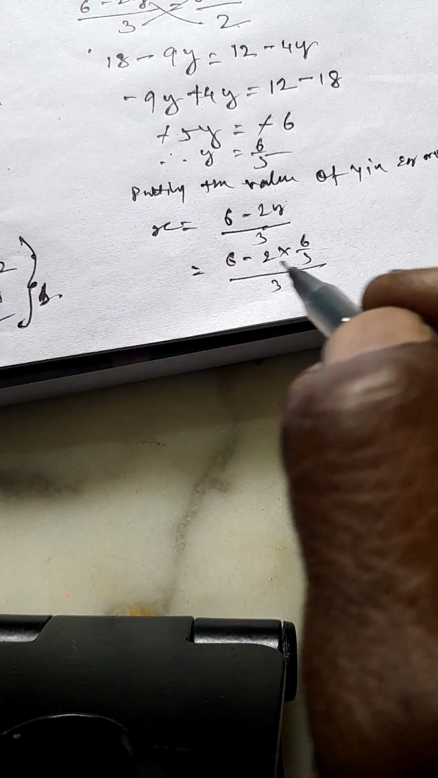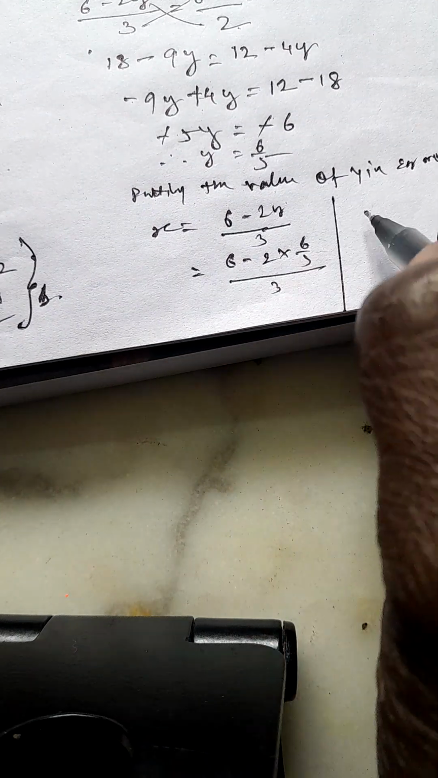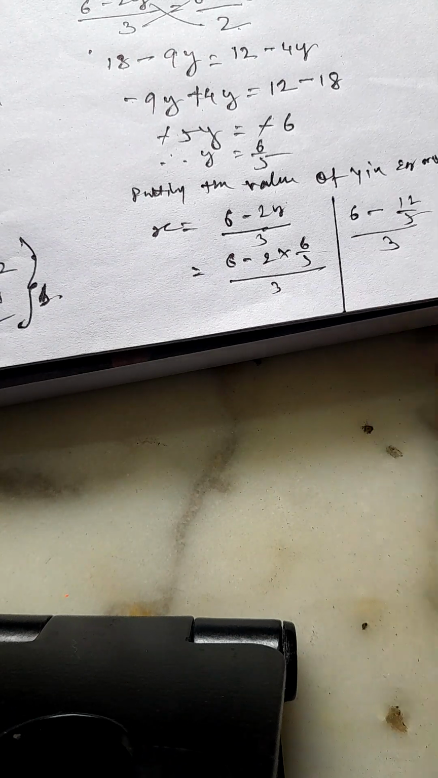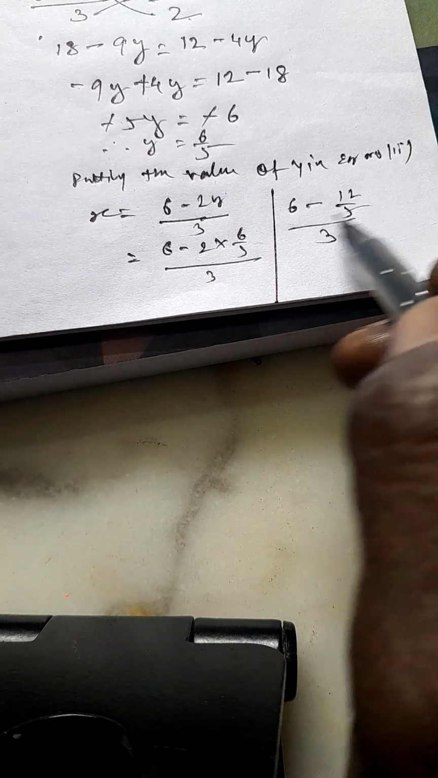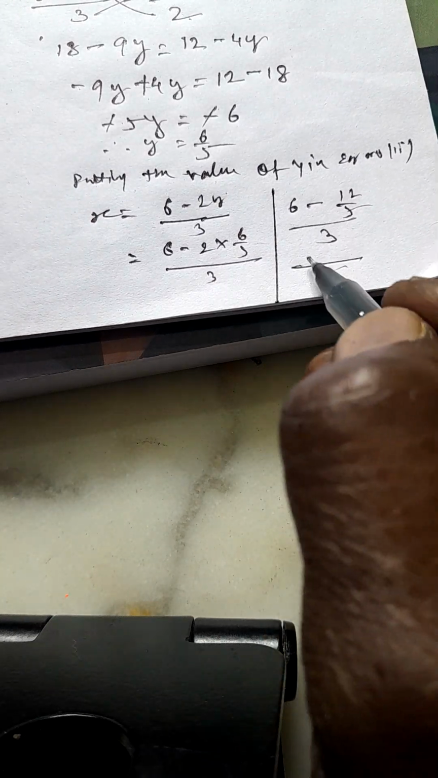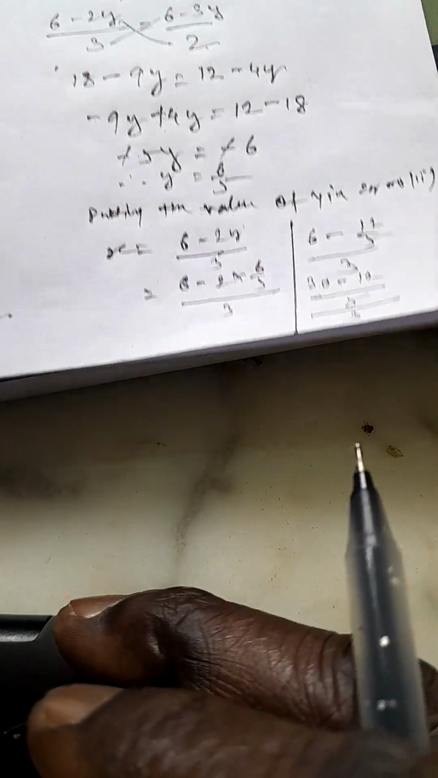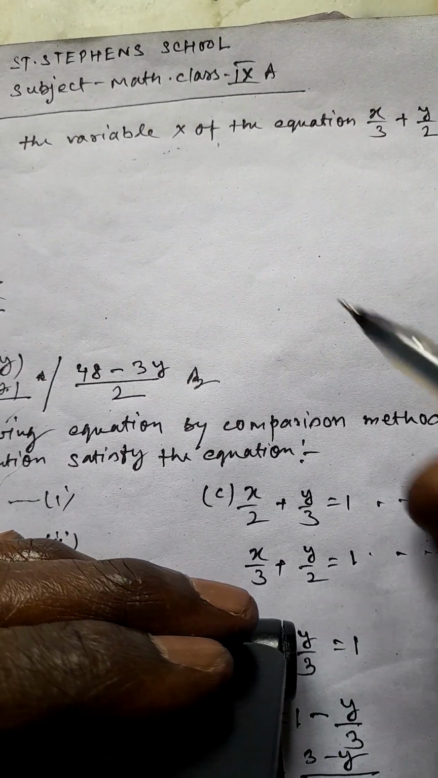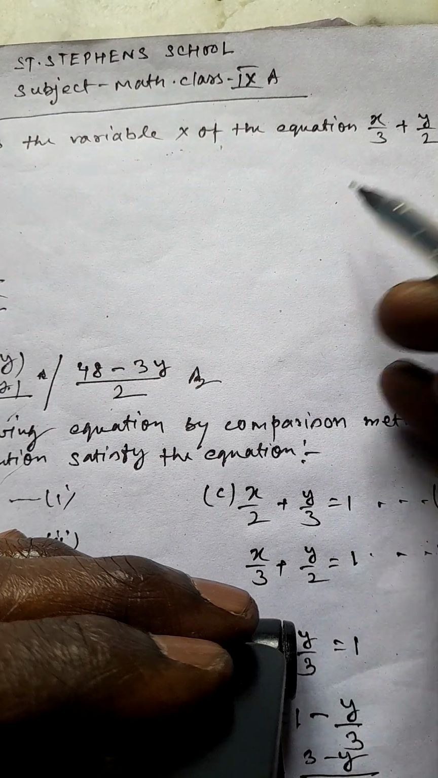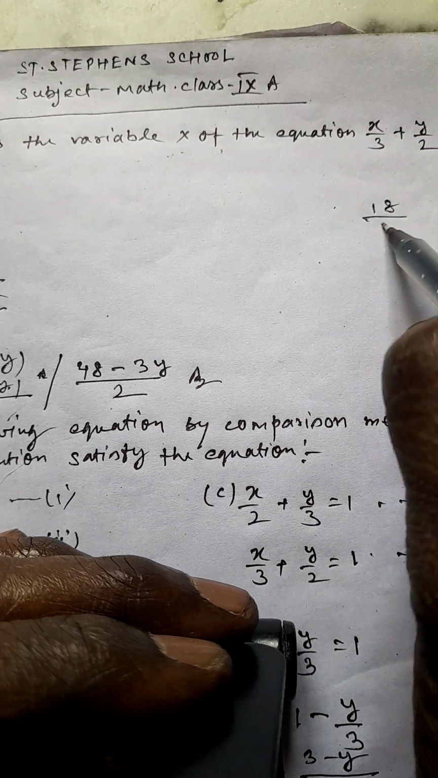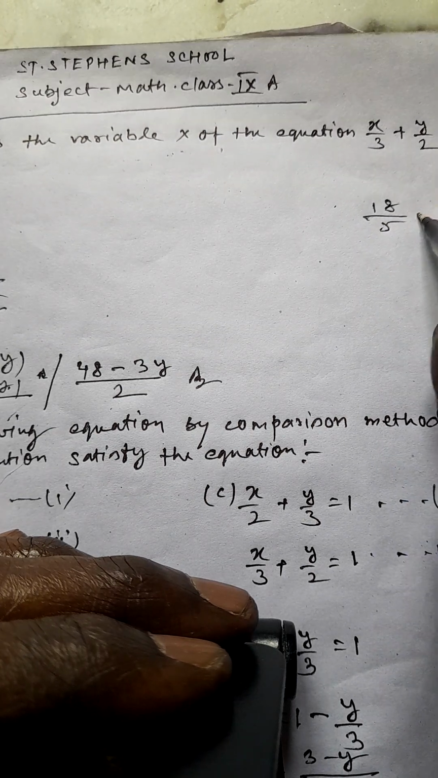So this will be 6. So what you have to write? 6 minus 2 6 ja 12 upon 5, divided by 3. If you take the LCM of this, what will you get? 5 6 5 ja 30 minus 12 divided by 3. Now the rest of the part I am solving here. If you subtract this, what will you get? 30 minus 12 will be 18 upon 5 and whole divided by 3.